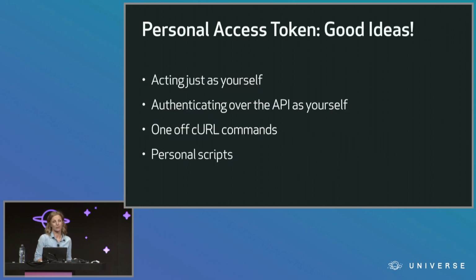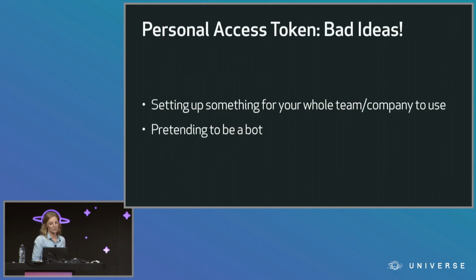Some good ideas for using a personal access token are if you're acting just as yourself, like if you want to authenticate over the API as yourself, maybe for one-off curl commands or some personal scripts. Bad ideas for a personal access token are if you're setting something up for your whole team or company to use. That's a really bad idea because it'll be authenticating as you, but other people would be using it. Pretending to be a bot is a bad idea for a personal access token, and that would be something where you set up a shared user account to act as if it's a robot user.